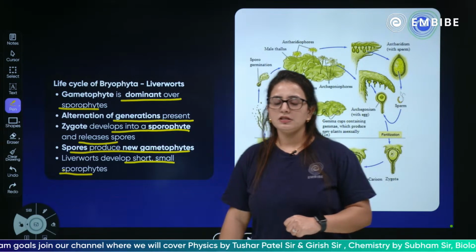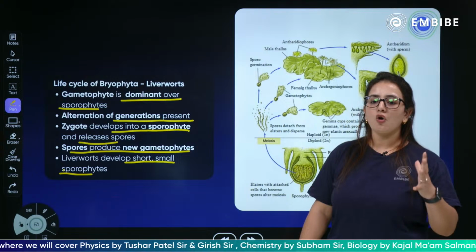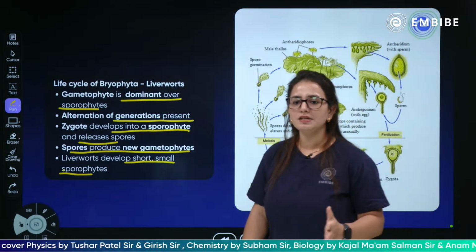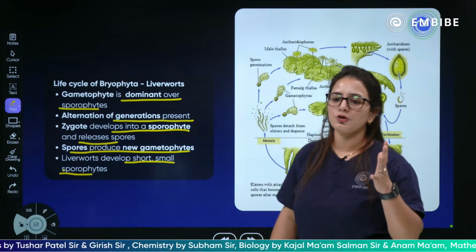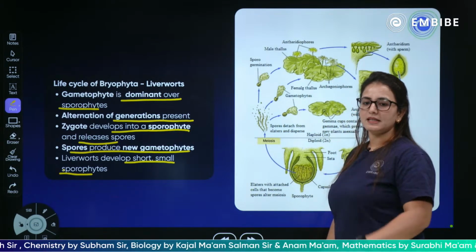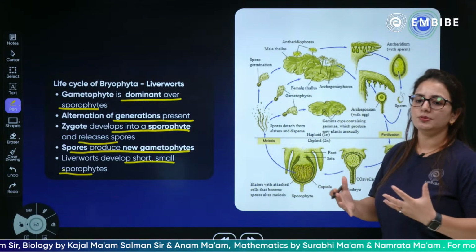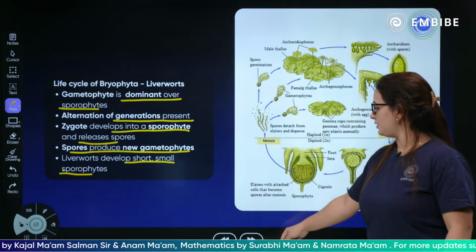Yes, so this is about the life cycle of the bryophytes. They always have this dominant gametophyte over the sporophyte. Yes, the alternation of generation is basically present. The zygote develops into a sporophyte, and the spore develops into a new leafy gametophyte.